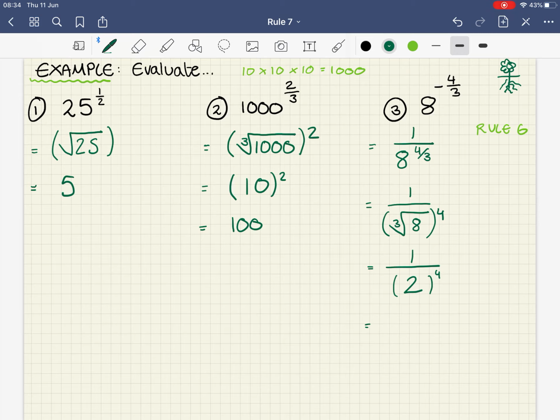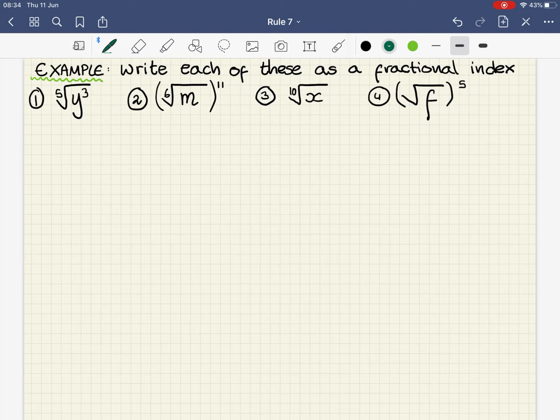Then 2 to the power of 4. Again, 2 times 2 is 4, times that by 2 again is going to be 8, times that by 2 again is 16. So I'm going to have 1 over 16. So just make sure when you evaluate, you are then actually following through with working out the rooting as well as the power. Okay, last question then.